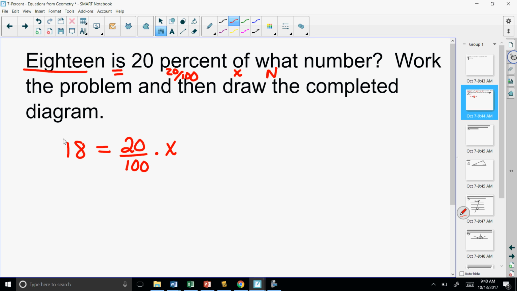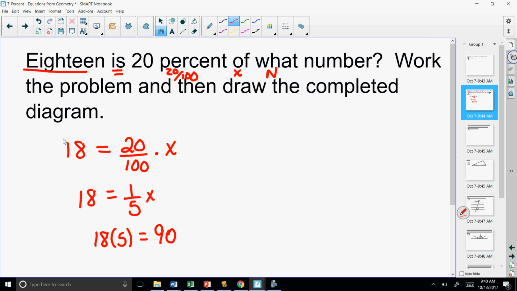It says work the problem and then draw the completed diagram. We want a diagram for this. As I look at this, I could solve. We could reduce, what's 20 over 100 reduced down into? 1/5. So I have 1/5 x. How do you solve that equation? Divide by 1/5, which means the same thing as multiply by 5. So I'm going to take 18 times 5, and we get an answer of 90. So 20% of 90 is 18.